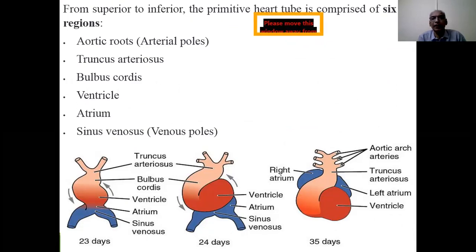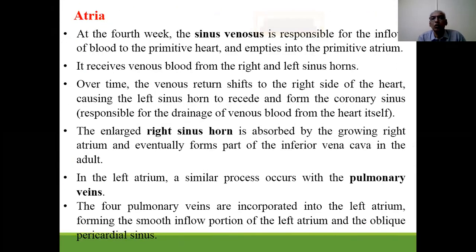First is the arterial pole or aortic roots. Second one is the truncus arteriosus. Third one is the bulbus cordis. Fourth is ventricle. Fifth is atrium. And sixth is venous pole, that is the sinus venosus, which are shown in this figure. Now we will see one by one these six organs.